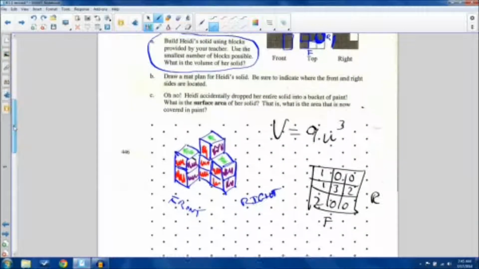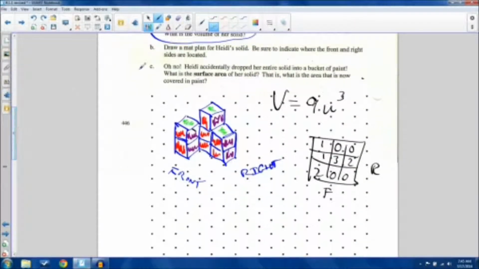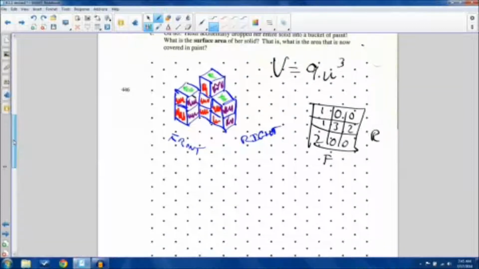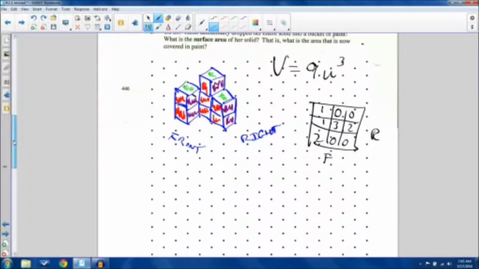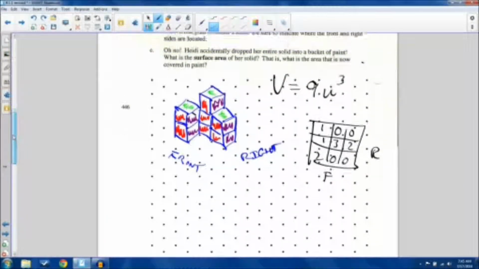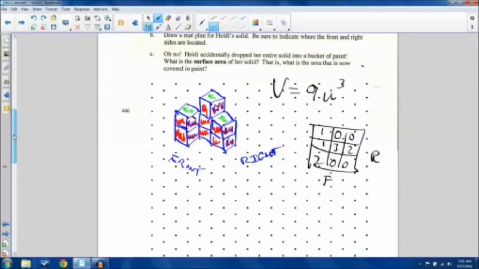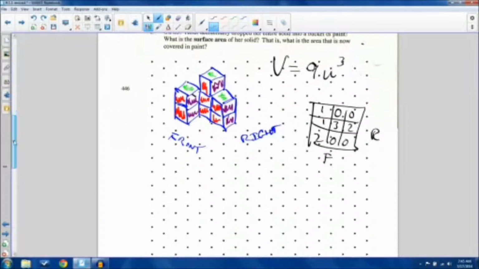There's a map plan. Okay, oh no, Heidi accidentally drops her entire solid into a bucket of paint. What's her surface area? That is the area that is now covered in paint. So that's the important part here. We're saying, what's now covered in paint? If I dipped a shoebox into paint, all the surfaces are covered in paint, and you're finding the area of each individual surface. And we'll talk more about surface area as we go. But remember, this thing's all dipped into paint.